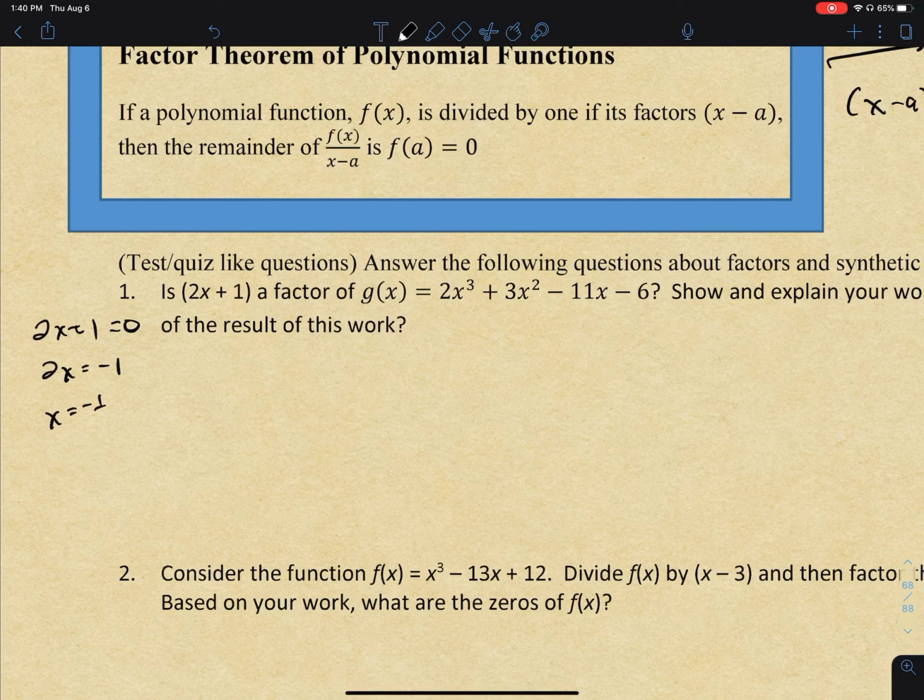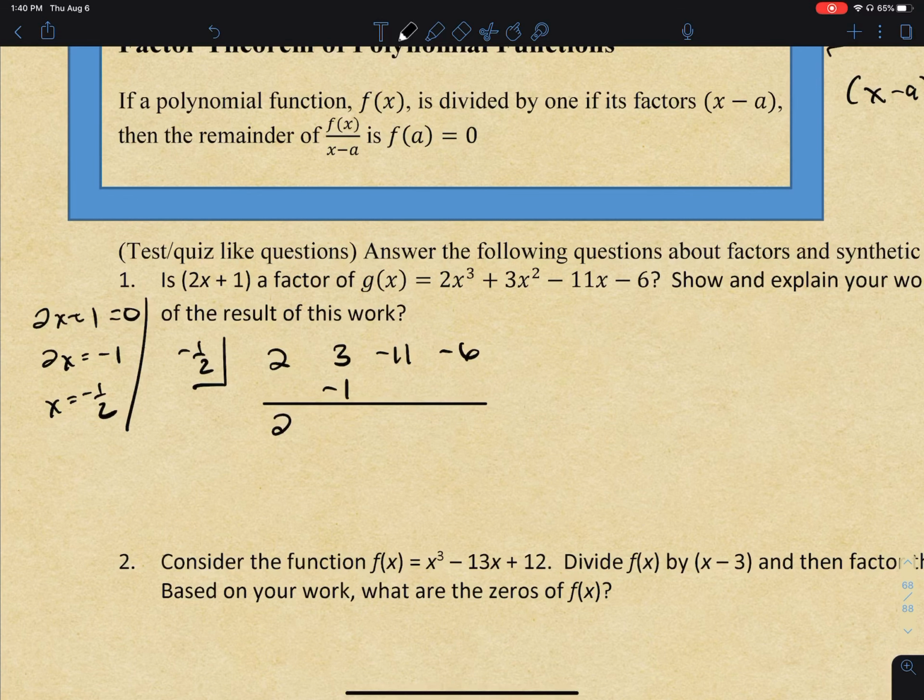X is negative 1/2. So we are suggesting that negative 1/2 is a 0 of this. So I'm going to divide it synthetically. Coefficients are 2, 3, negative 11, and negative 6. With 2 down, 2 times negative 1/2 is negative 1. Add. Negative 1/2 times 2 is negative 1. Add. Negative 1/2 times negative 12 is positive 6. Add. Remainder 0.